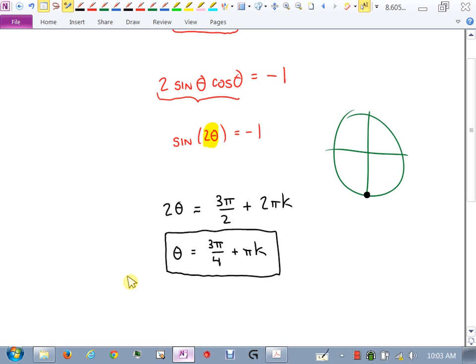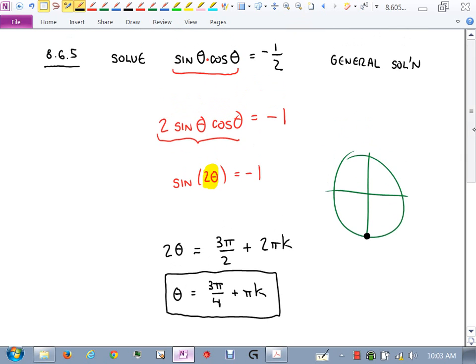All right, there are some other formulas in this section. 8.6.7. The half angle formulas. These are the ones that are not on your formula sheet. All right. And here's what they are.